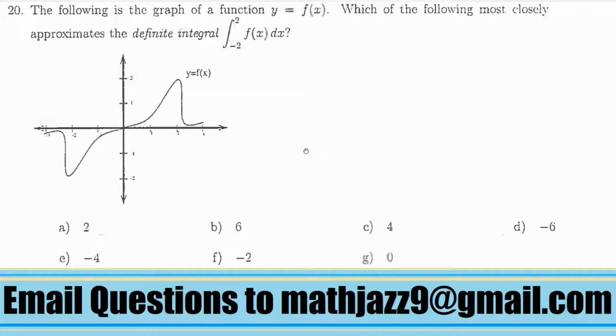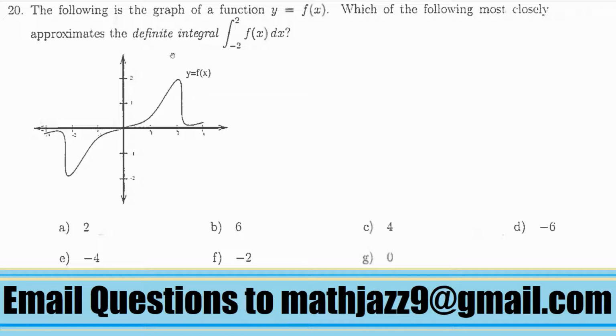The following is the graph of a function y equals f of x. Which of the following most closely approximates the definite integral from negative 2 to 2 of f of x dx? If we look at this function, it looks like an odd function. What that means is that it's rotationally symmetric. If I were to rotate this whole function around the origin 180 degrees, I would get my original function back.